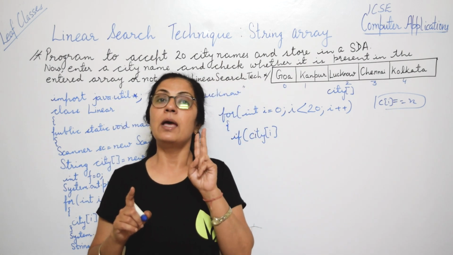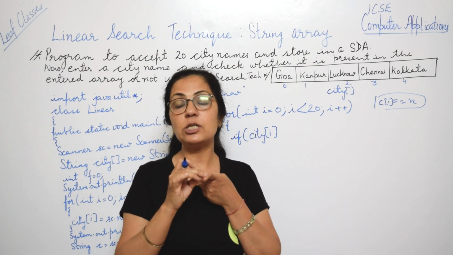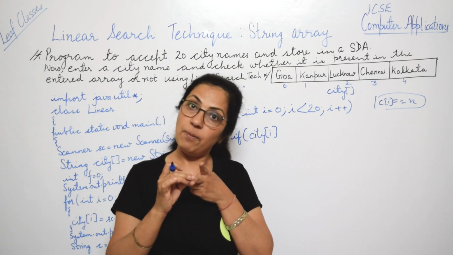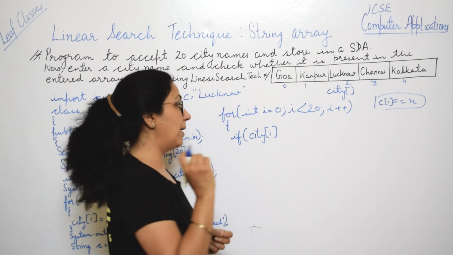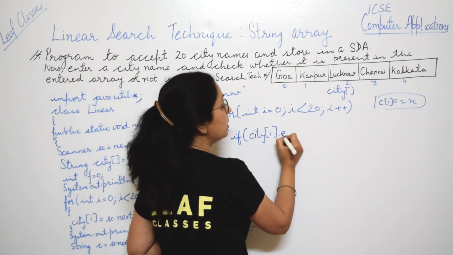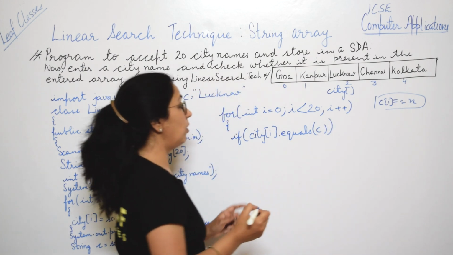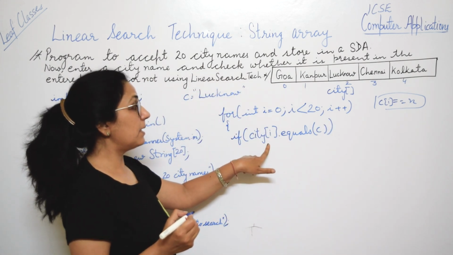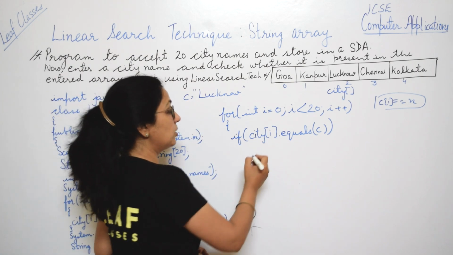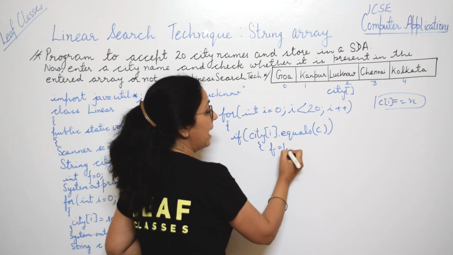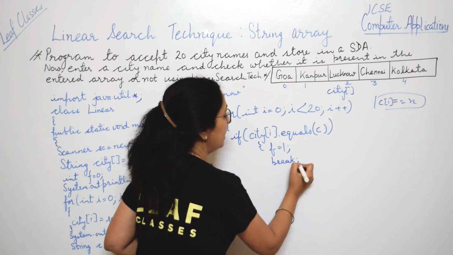What you have to write: if city[i], that means city[0], city[1], city[2], is equals to... we don't have to use the equals to relational operator. What you have to use is either of these two functions, either the equals function or the compareTo function. Both functions you can use, right? I'll be telling you the program with both functions. city[i].equals(C), which value we want to search? C, whether this is equal to C or not. If this is equal, that means we will make the flag on and give a break statement to come out of the existing loop.